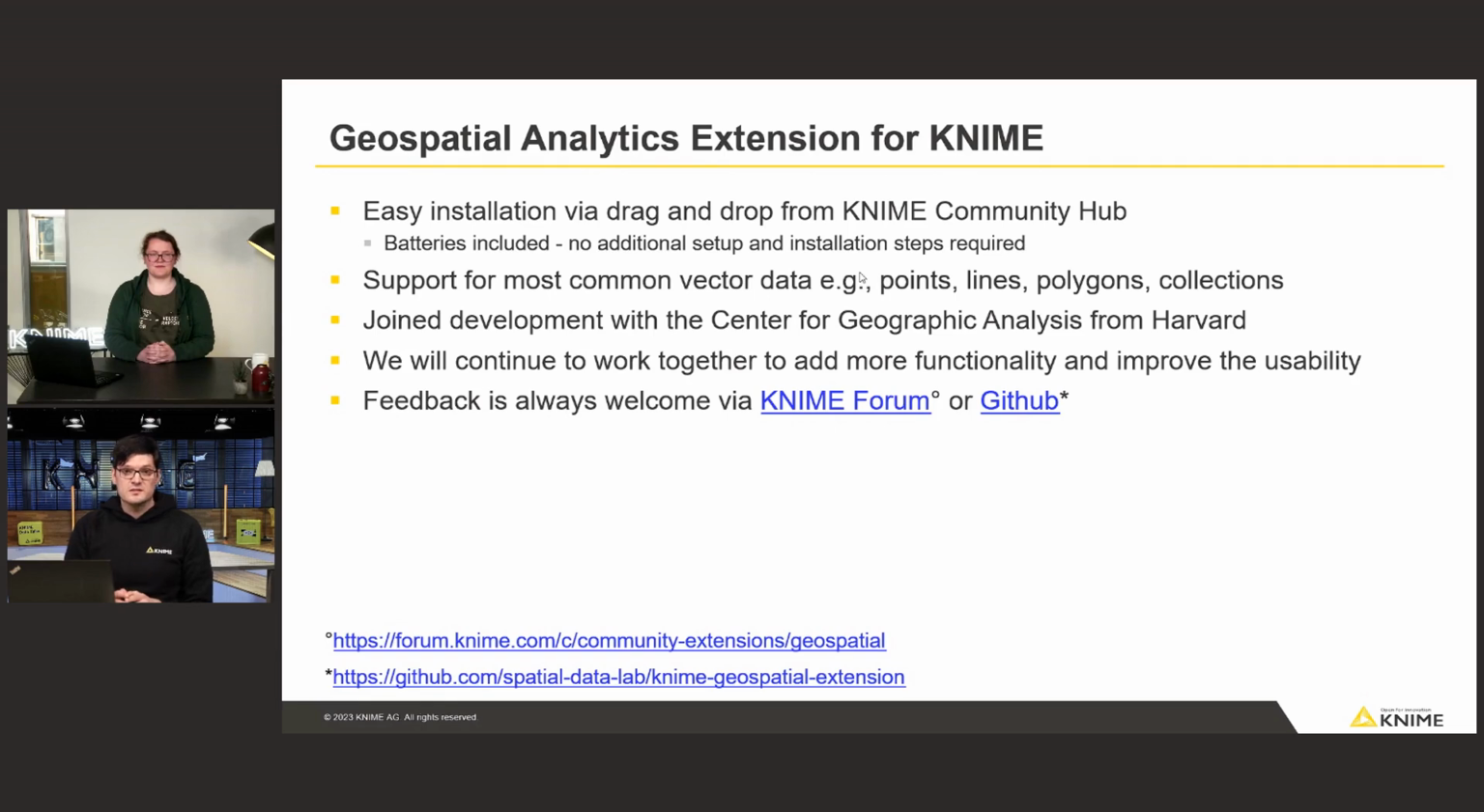The extension itself supports most of the common vector data types, such as points, like your address, for example, or polygons or lines like streets and so on. And this whole extension was developed together with our colleagues from Harvard, because they bring in the geospatial expertise and join our forces, so that we, with the KNIME development, can take care of the development, and they can take care of the geospatial background, basically.